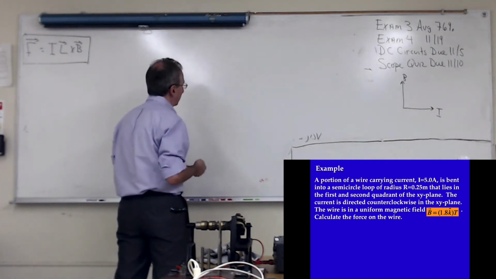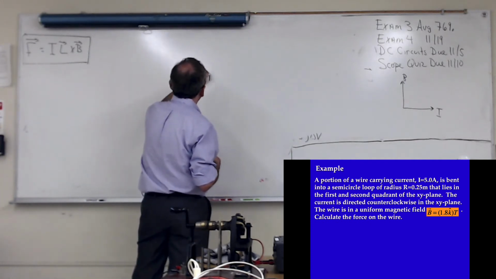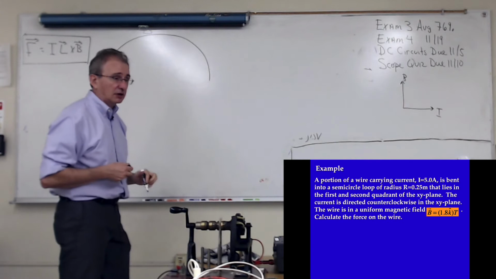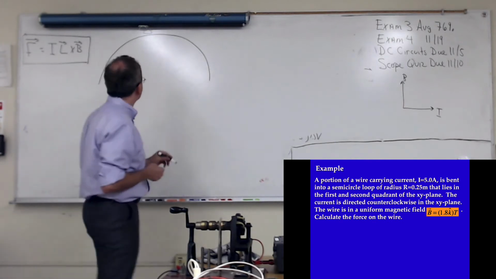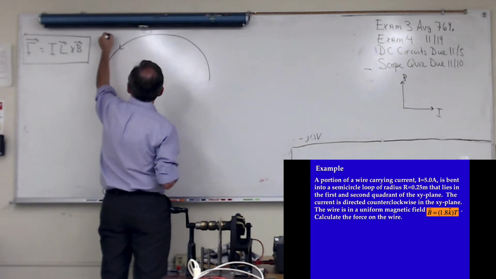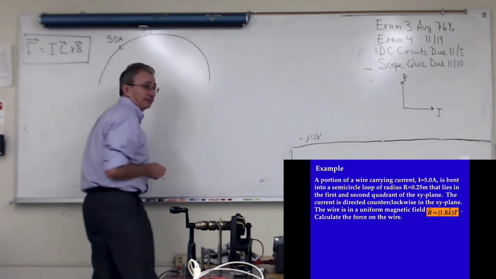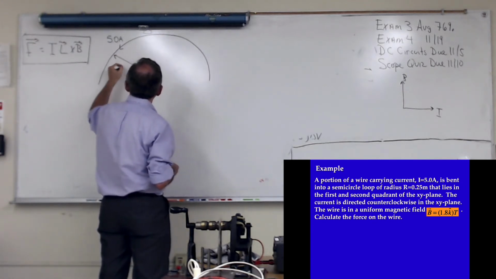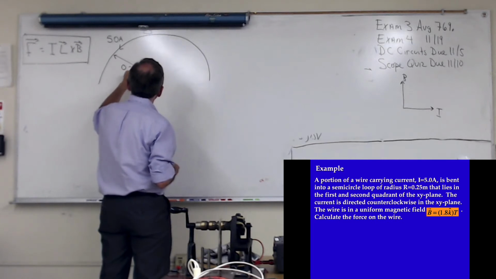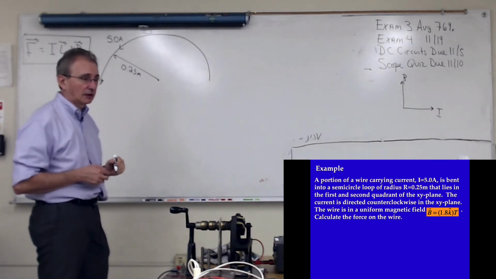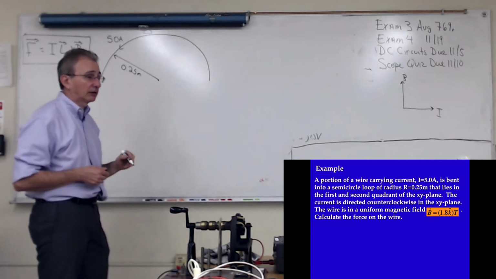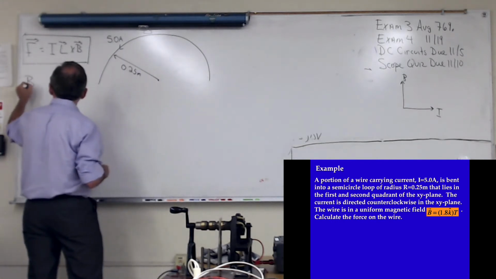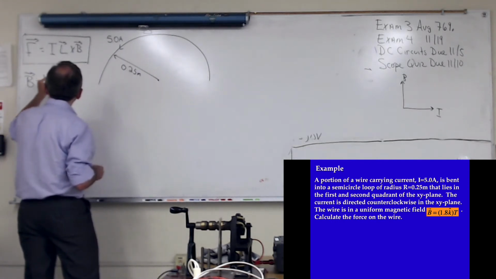So let's say we have, in this example that you see, a wire in the form of a semicircle carrying 5 amps. And its radius is a 1/4 meter, so it's a big loop. Okay. And we have a magnetic field out of the board. So I'm going to draw a coordinate system. So we have a magnetic field out of the board of 1.8 Tesla.